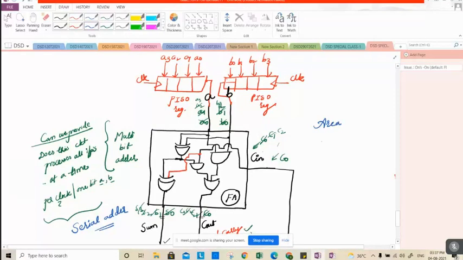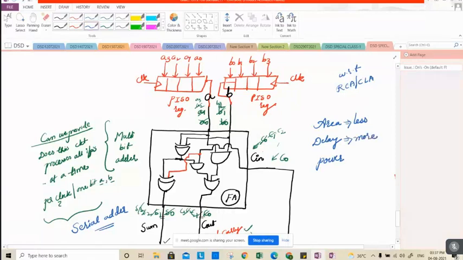Now area, delay, power. Comment on the area with respect to ripple carry adder and carry look ahead adder. With respect to area, the area will be less. What about delay? More, sir. Delay increases as the bits increase. Right, delay will be more.